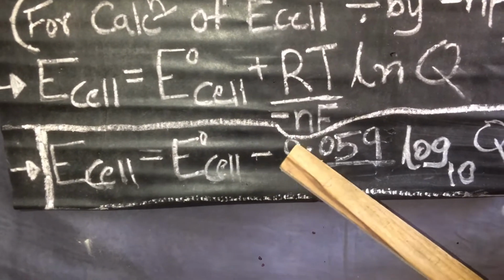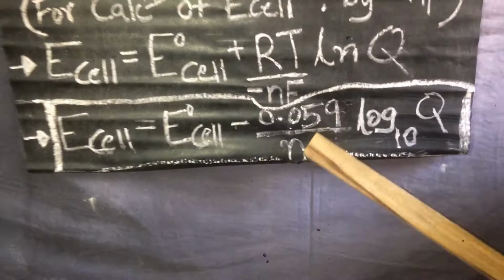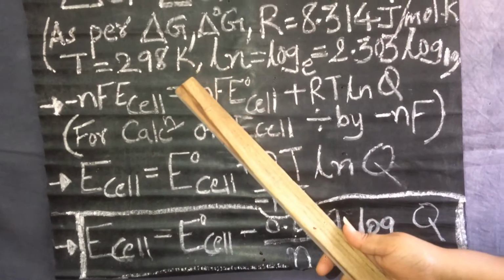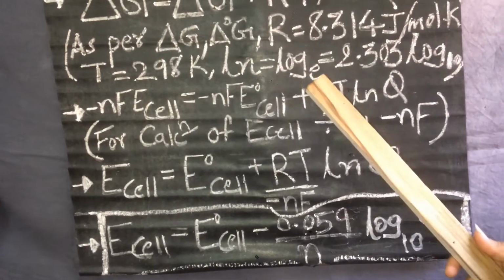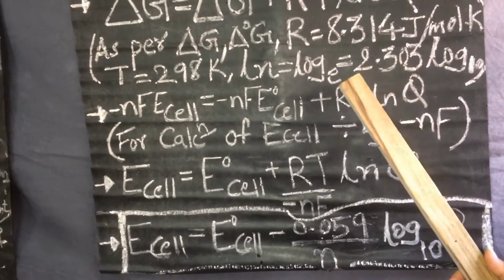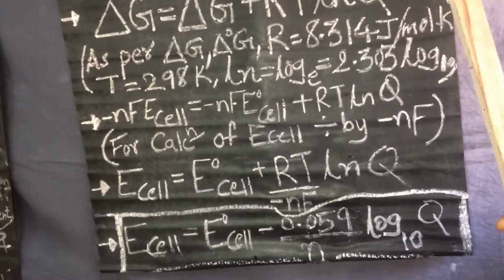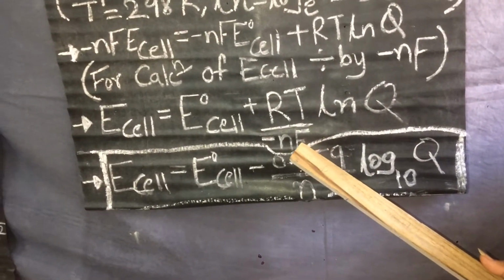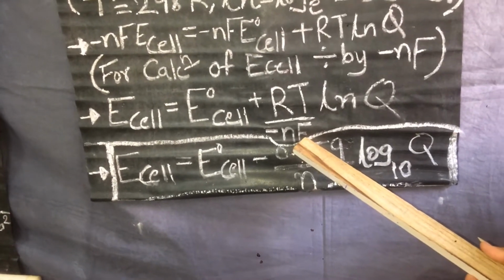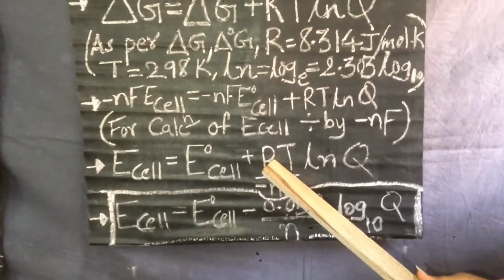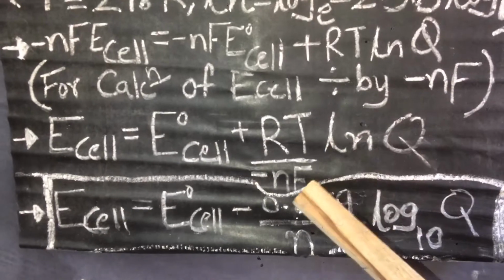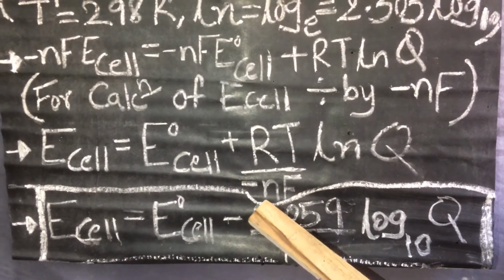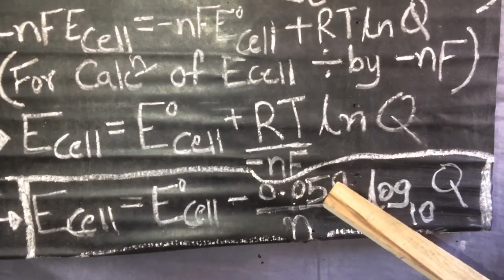But how 0.059? Remember, wherever the temperature is standard, 298 Kelvin, multiplying the gas constant 8.314 with the log to the base 10 numerical value 2.303, and as in video 3 I have told about Faraday's value, 96500 coulomb. Multiplying all these values, putting into this equation R into T into numerical log value divided by Faraday's constant, we will get this standard value 0.059.